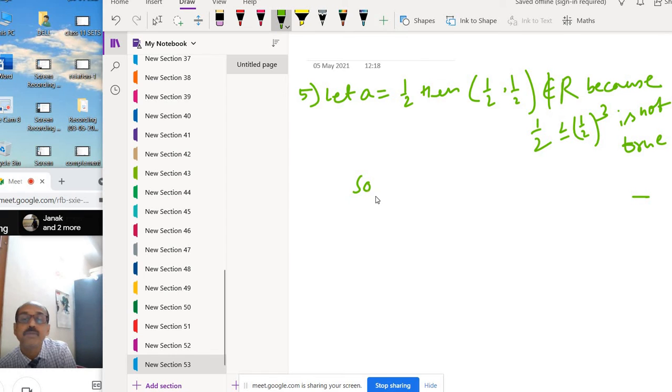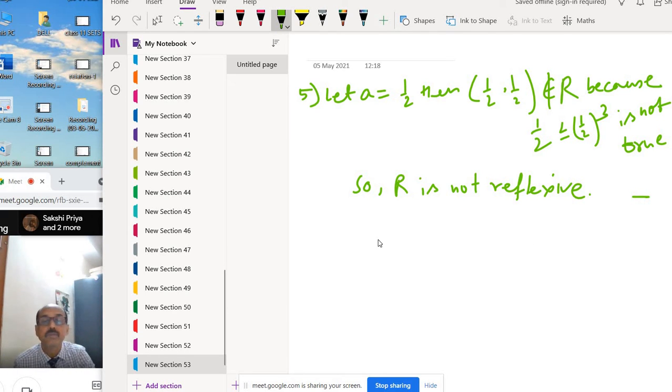So R is not reflexive. Okay, now is it symmetric or not? So let 1 by 2 belong to R.